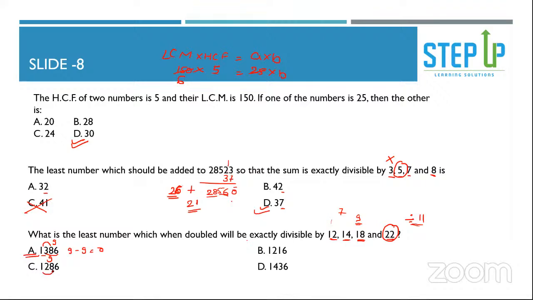Let's check this. 8 plus 1, 9, 6 plus 2, 8. Not divisible by 11. 1 plus 1, 2. 6 plus 2, 8. 8 minus 2 is not equal to 0 or 11, not divisible by 11. 3 plus 1, 4. 6 plus 4, 10. 10 minus 4 is not equal to 0 or 11, hence that's not the answer. So your answer is what? 1386.